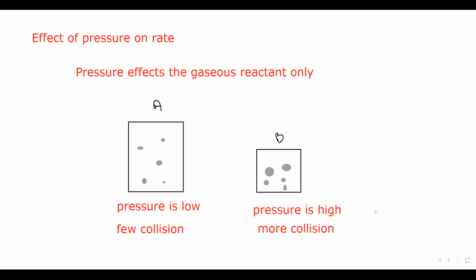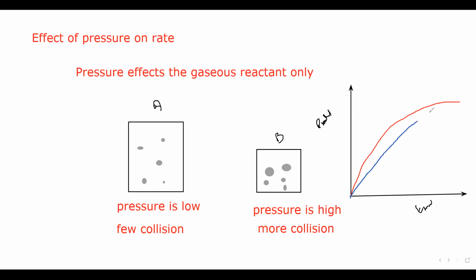So when we sketch a graph for the amount of the product and time, the final product will be the same, but the reaction rate will be different. This is B, high pressure, and A will be for low pressure, because when the container size is smaller, the particles have more collisions. As a result, the rate or the speed of the reaction will increase.